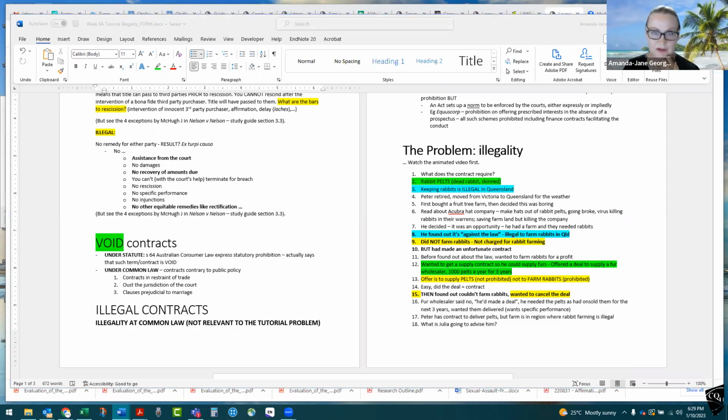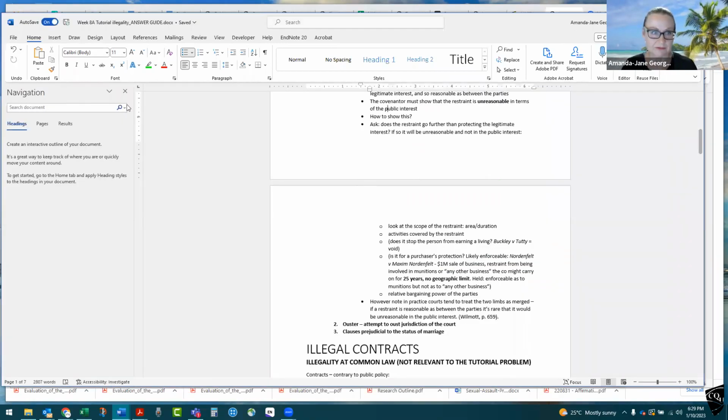Have you ever heard of a restraint of trade? No? Okay. Well, a contract in restraint of trade is the kind of clause that you might commonly find in employment contracts. Now, if you folks haven't really done much reading, what I might just do is bring my answer guide across here and we can just look at that.